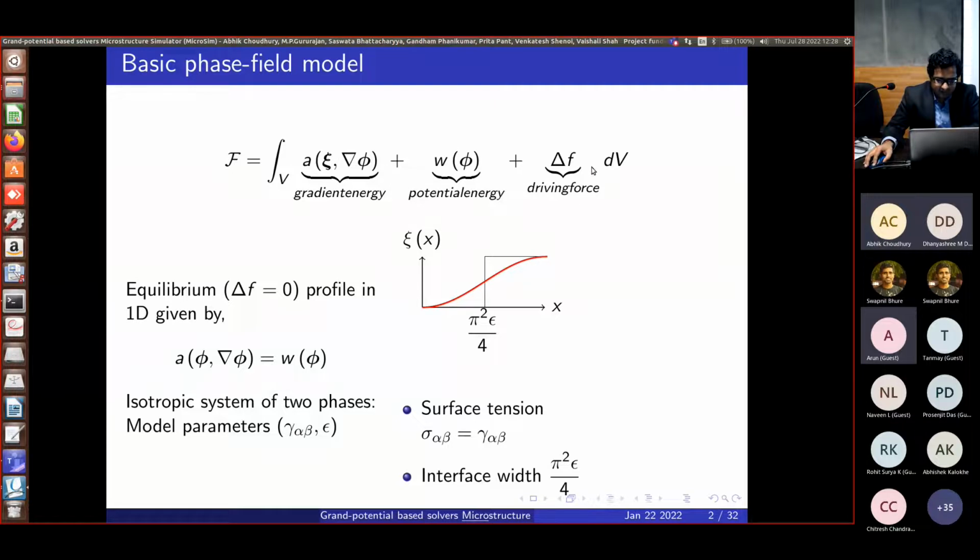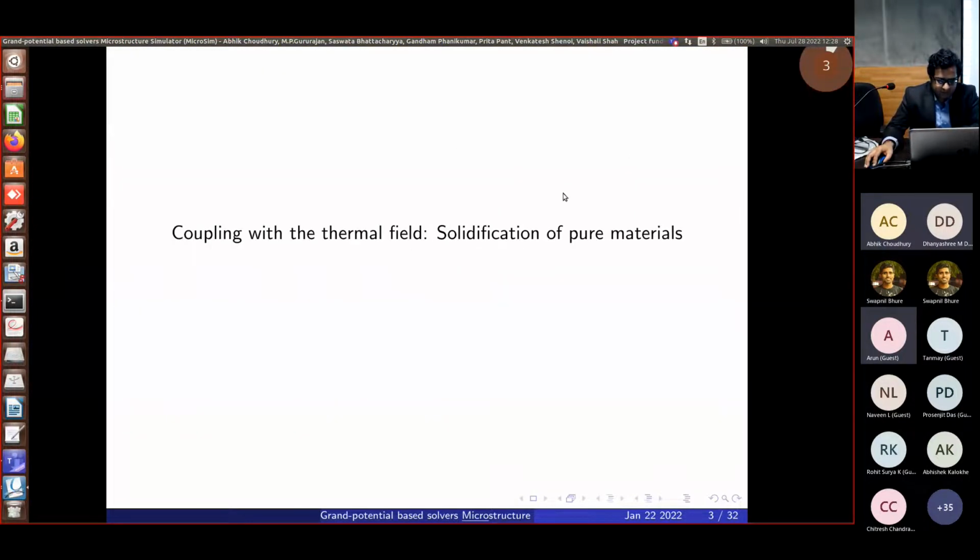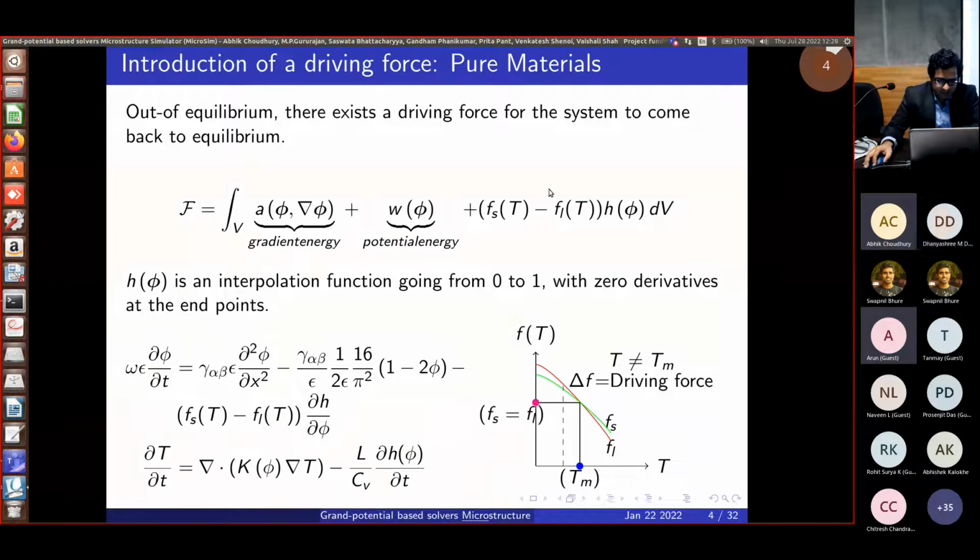Now, the idea is if you want to have phase transition, you need to move this interface with a defined velocity. And that's what this driving force term does. The next few slides will deal with how you incorporate this driving force into the phase field simulation. So let's say you want to do solidification of pure materials. The way to do this would be to incorporate this using the classical way.